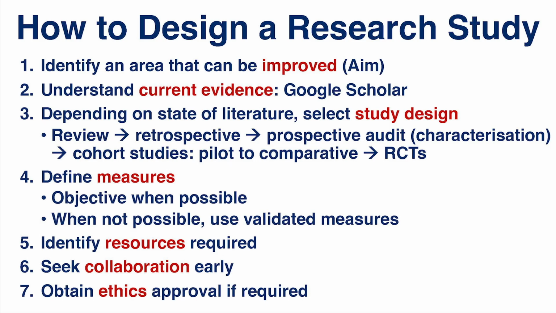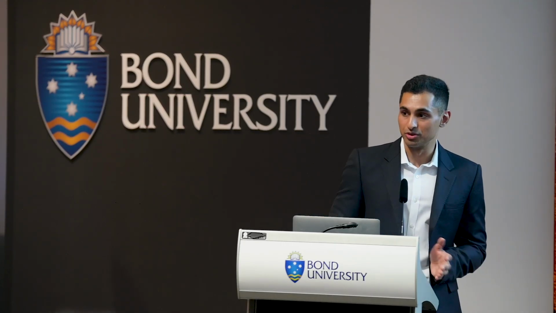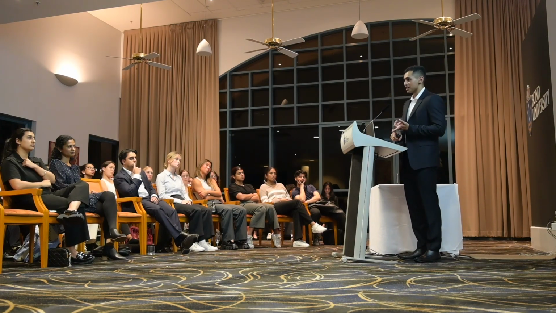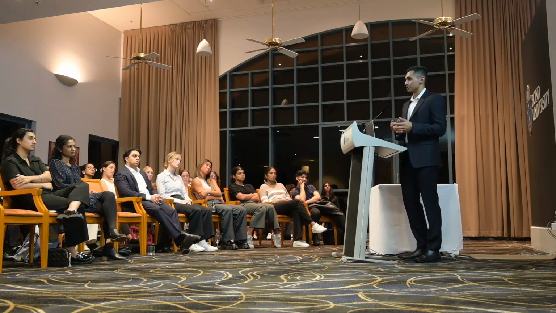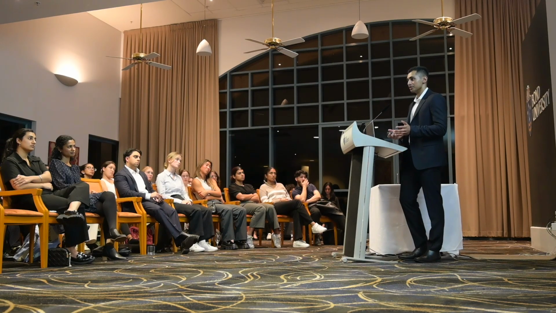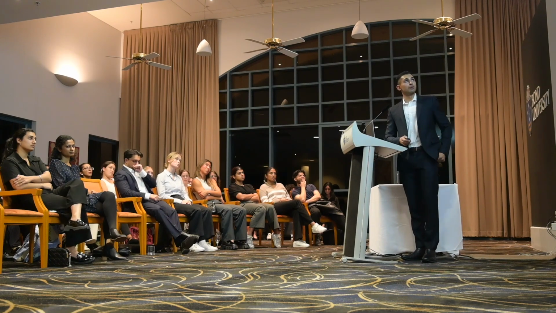Then understand the current evidence. Now, I think that the best way to do that is through Google Scholar. The reason is because it sorts based on their citations and also includes a lot of Google's algorithms for search relevance. So you'll immediately get a lot of the prominent literature and a lot of the most relevant literature in whatever field you're going for in the most efficient way possible.